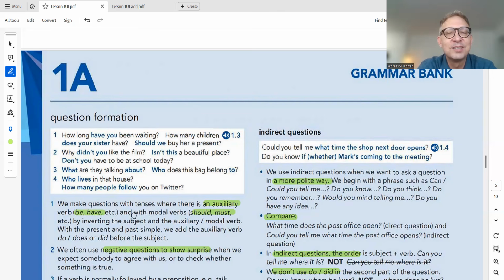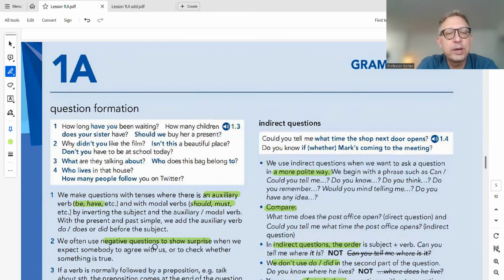All right. So we have 2 different types of sort of questions. We can do it with auxiliary or with modal verbs, 2 options here. All right, now number 2, and you notice here, number 2, we use negative questions to show surprise. Why didn't you like the film? I liked it. That's what it probably says. I liked it. Why didn't you like the film? Isn't this a beautiful place? You obviously think it is because you asked the question. Don't you have to be at school today?